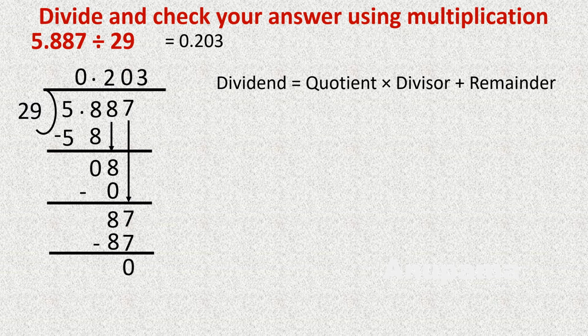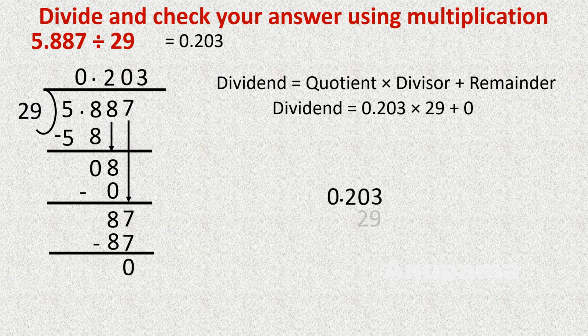Now we will check our answer through the division algorithm, which is quotient into divisor plus remainder. We will write down all the values. Now here, 0.203 multiplied by 29 plus 0. We need to multiply 0.203 by 29, so we will write down 0.203 and multiply by 29. At first we will multiply by 9.